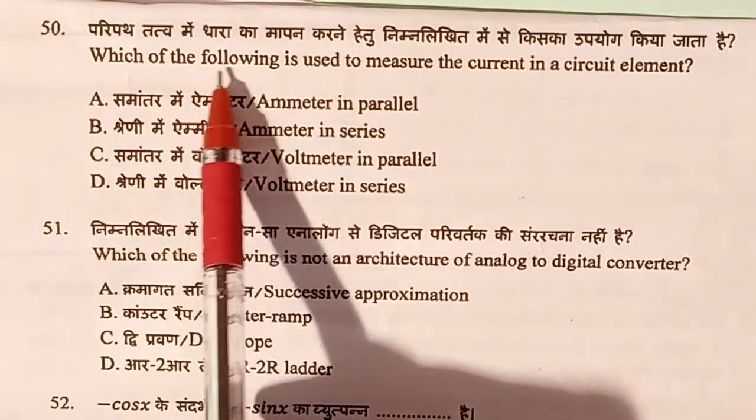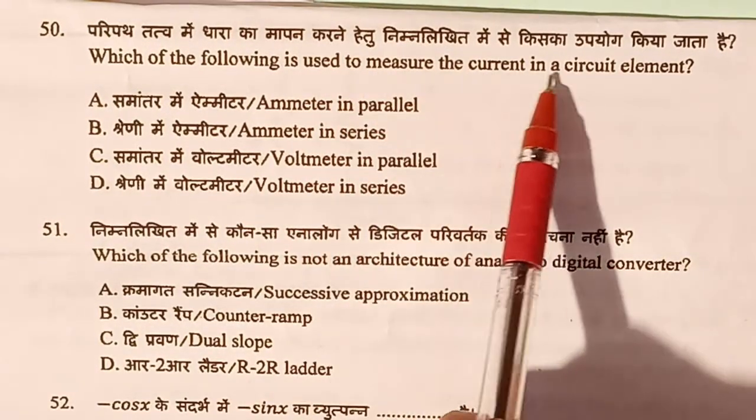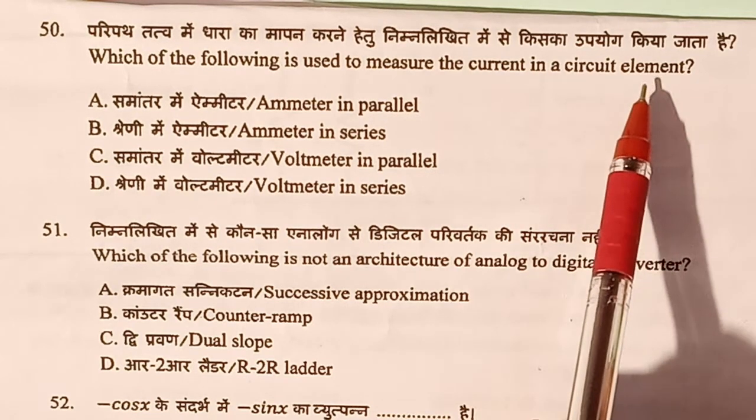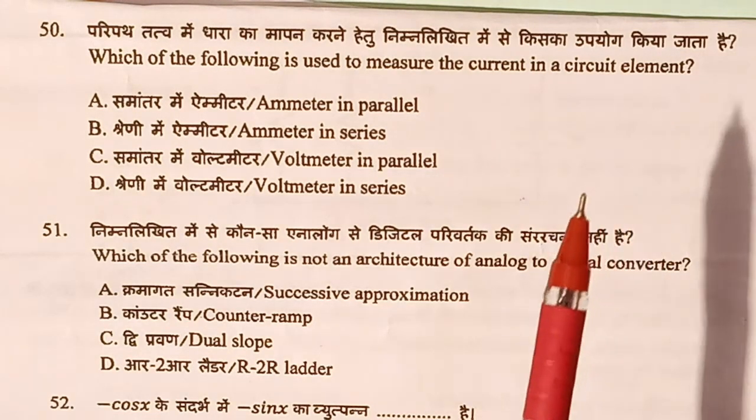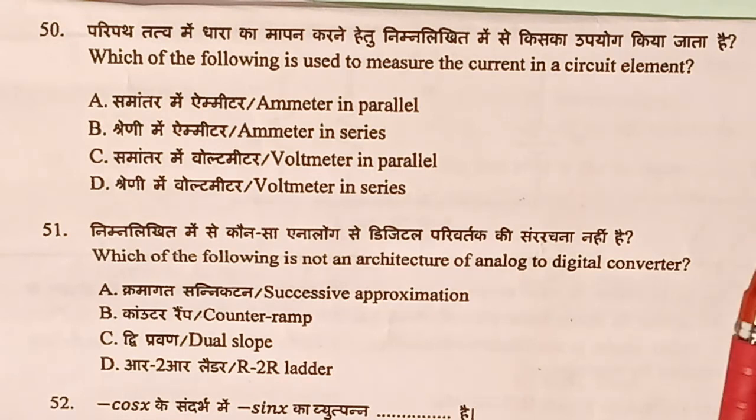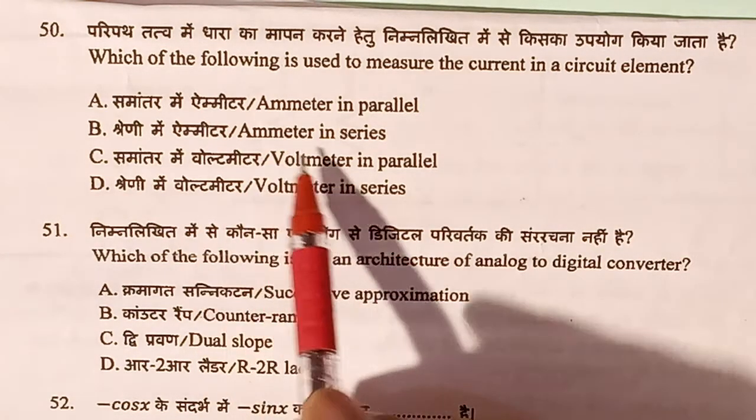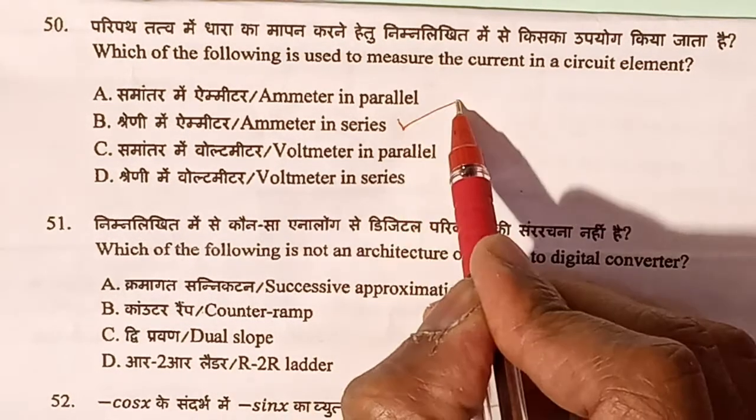Question number 50. Which of the following is used to measure the current in a circuit element? We all know that an ammeter is used to measure the current. And how is the ammeter connected? It is connected in series. So the answer is option B, ammeter in series.